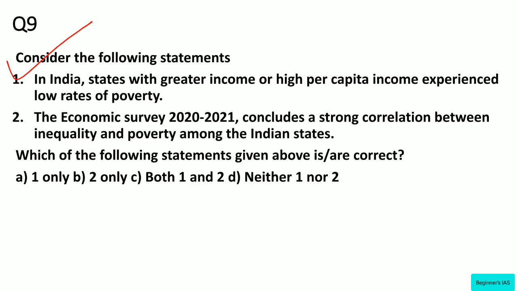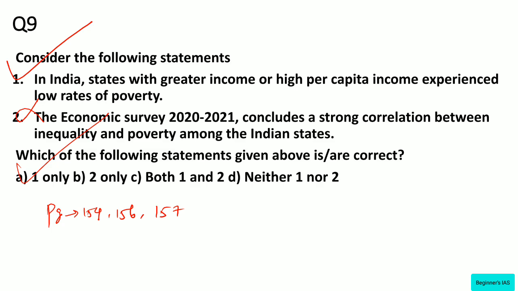And what about statement number 2? In the Indian scenario, a strong relationship is absent between inequality and poverty. There does not exist any correlation between inequality and poverty among the Indian states, leading to an ambiguous conclusion. Therefore, this statement is wrong. The answer would be A, 1 only. So, we have picked this question based on the Economic Survey under page numbers 156, 154 and 157.